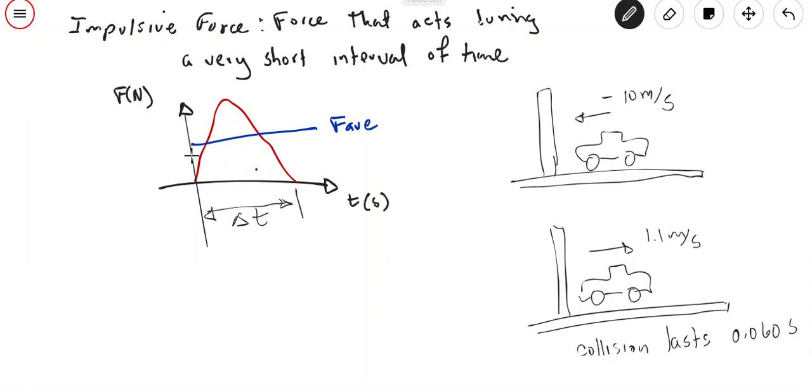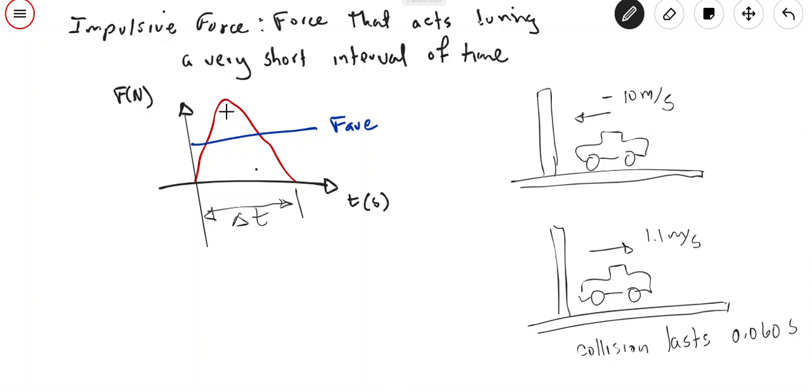You graph force versus time. In the case of an impulsive force, you're going to see how the magnitude of the force increases very, very fast, but also after reaching the maximum point here, it's going to decrease very fast. To use the actual value of the force would be really hard because the force is changing very quickly and it's very hard to measure that magnitude.